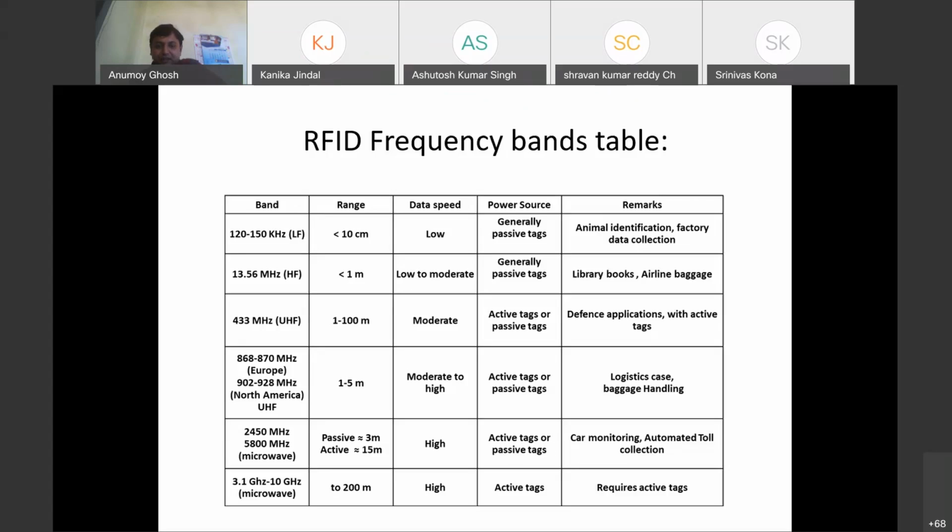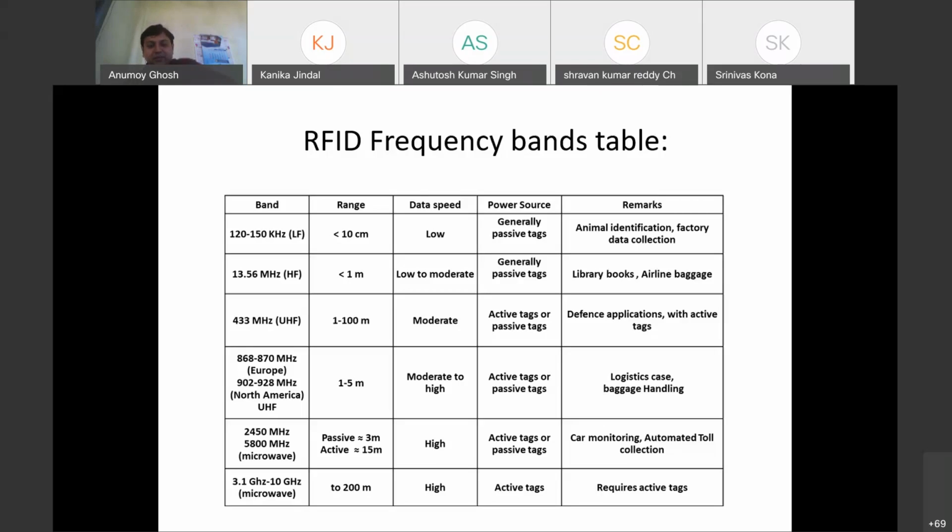Also, whenever you move from the kilohertz to the gigahertz range, the data speed also goes high. So where the interaction time is very low, you have to go to the gigahertz range. And regarding the power source, tags are generally passive tags. That means the tag will be on whenever it senses a reader. But there are some hybrid tags also, and some active tags also.